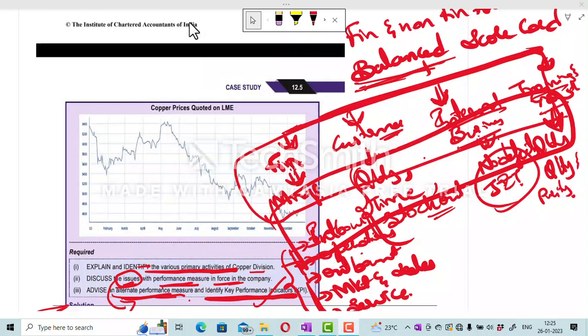Highlight the important topics, what you need to write in the answer, what you need to remember, because when you want to refer to that, it will be easy rather than reading the entire topic all the time. Okay, let's see the next question, case study number 2.